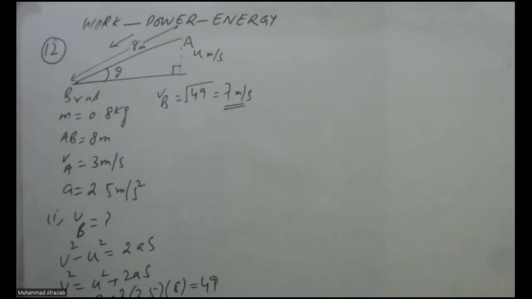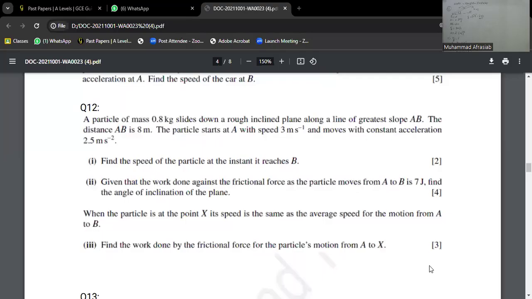For the second part, given that the work done against the frictional force as the particle moves from A to B is 7 joules. So work done against the frictional force is 7 joules. Find the angle of inclination of the plane. So we are going to calculate this angle theta.